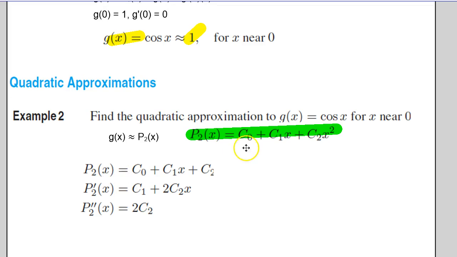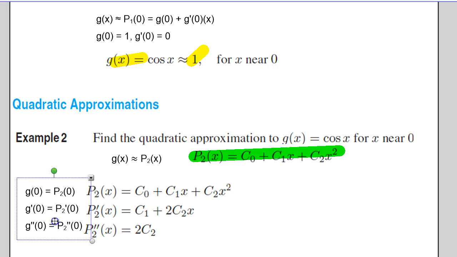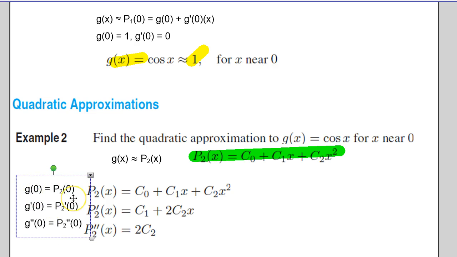Well, because we're dealing with a second degree polynomial, we can easily determine the first derivative of our Taylor polynomial and the second derivative of our Taylor polynomial using what we know about derivatives of polynomial functions. So if you recall, in order to be a Taylor approximation, we need the function value and the polynomial values to match at a equals 0, and also the first derivative values at a equals 0 to match, and the second derivative values at a equals 0 to match.